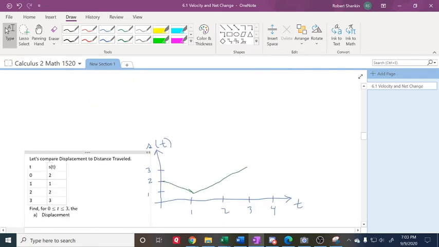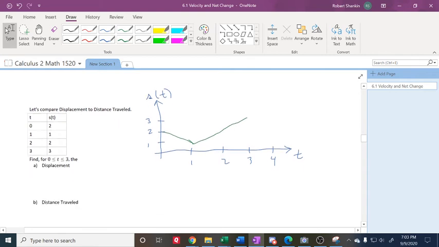All right, let's go to the next problem. Let's compare displacement to distance traveled.